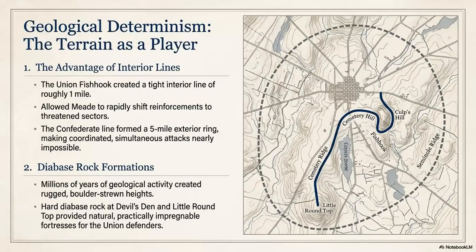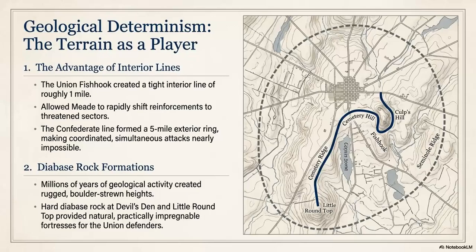Let us look at geological determinism, the terrain as a player. Terrain dictated the battle's tactical flow, granting the Union key advantages. First, the Union formed a tight, 1-mile interior line known as the fishhook, running from Culp's Hill and Cemetery Hill, down Cemetery Ridge to Little Round Top. This allowed General Meade to rapidly shift reinforcements to threatened sectors.